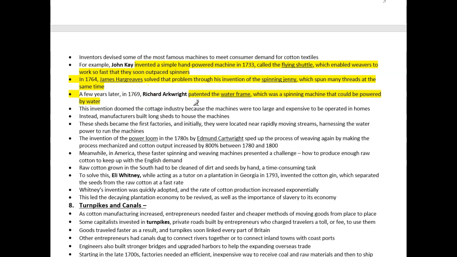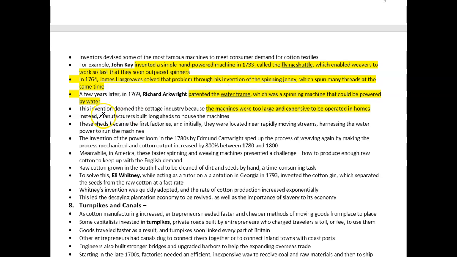This invention doomed the cottage industry because the machines were too large and expensive to be operated in homes. Okay, let's highlight the machines were too large and expensive to be operated in homes. Instead, manufacturers built long sheds to house the machines. These sheds became the first factories.